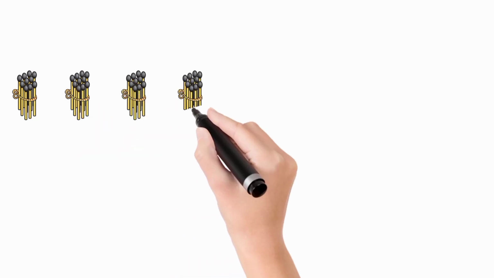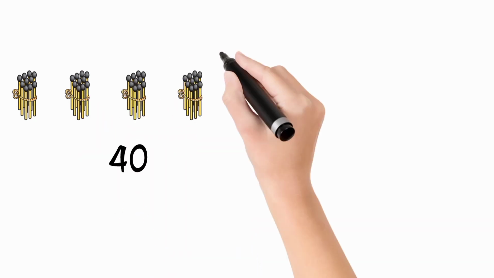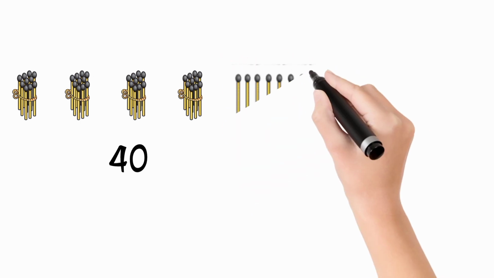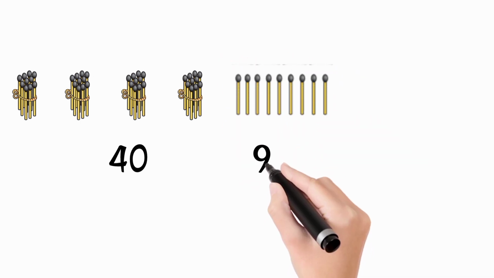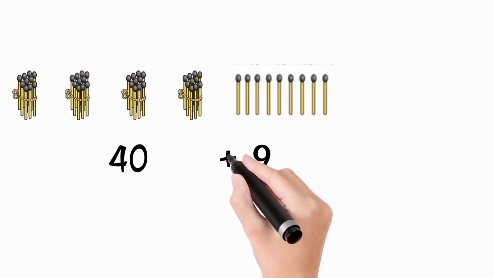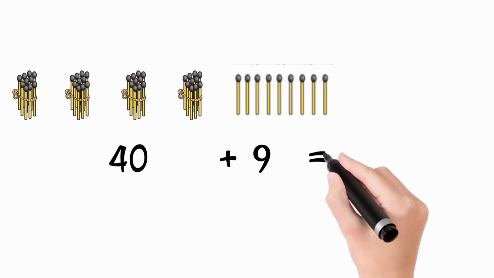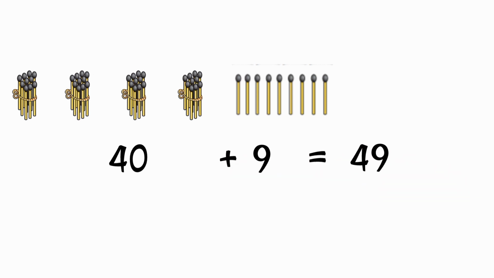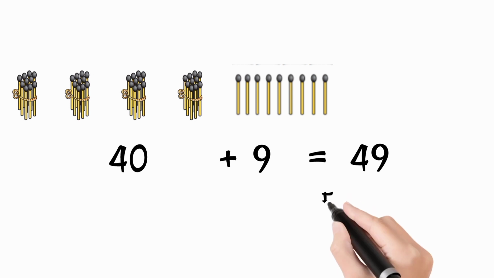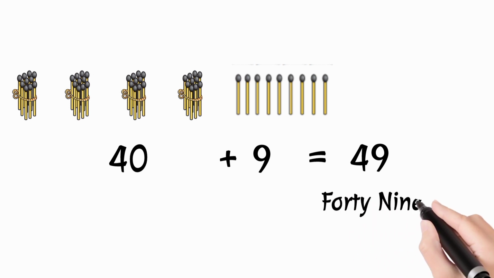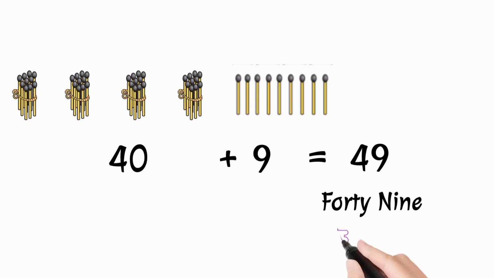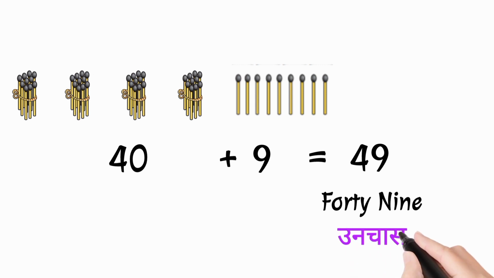Now we have 4 bundles, which means 40, and 9 loose matchsticks. So 40 plus 9 is equal to 49. 4 tens and 9 ones, 49. इसे 49 कहते हैं.